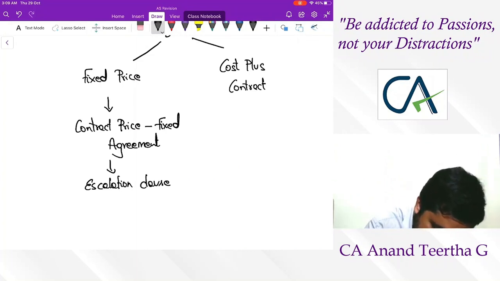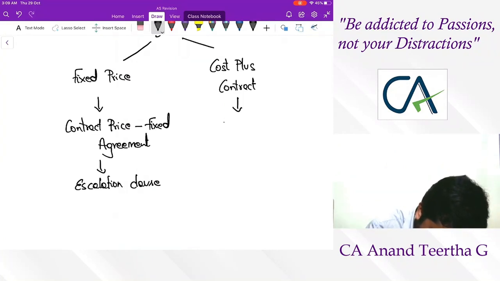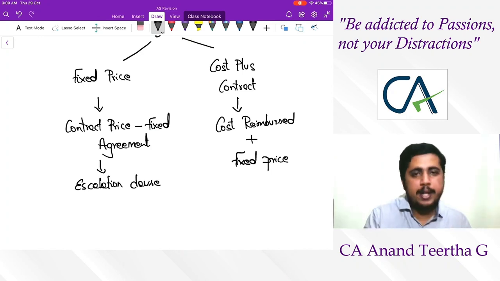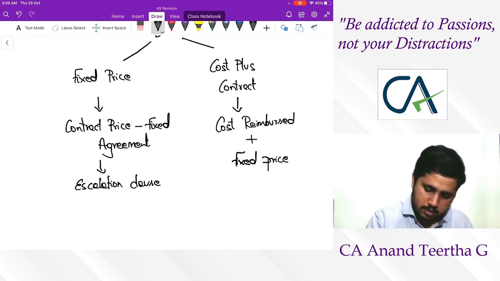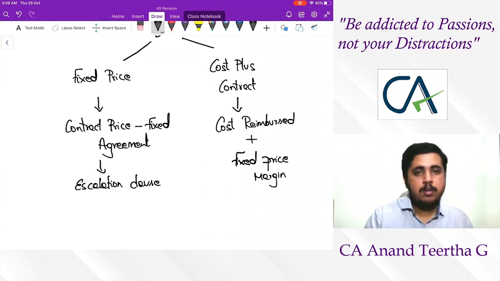Now, what do we mean by cost plus contract? Cost plus contract basically means cost will be reimbursed by the contractee plus a fixed margin will be paid. So the point with cost plus contract is price is not fixed. There is no price which is fixed.